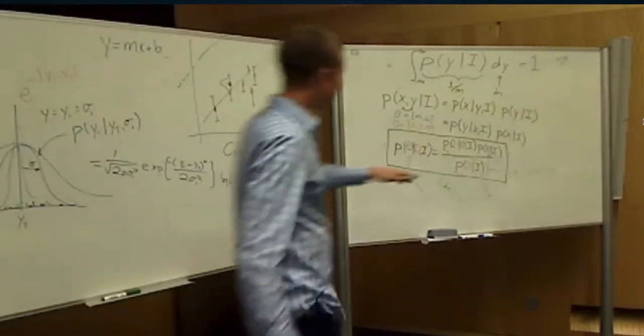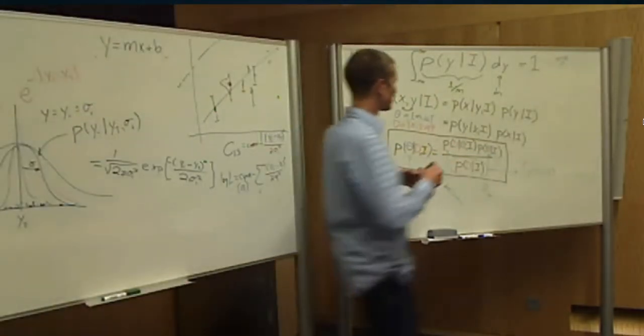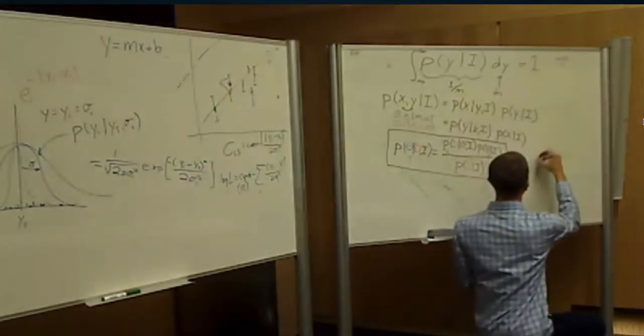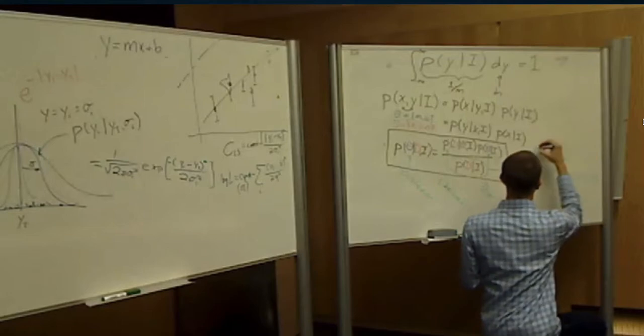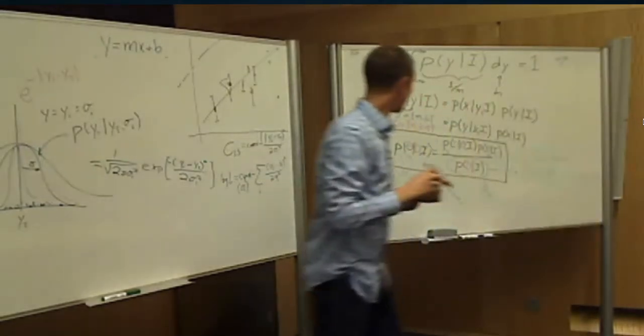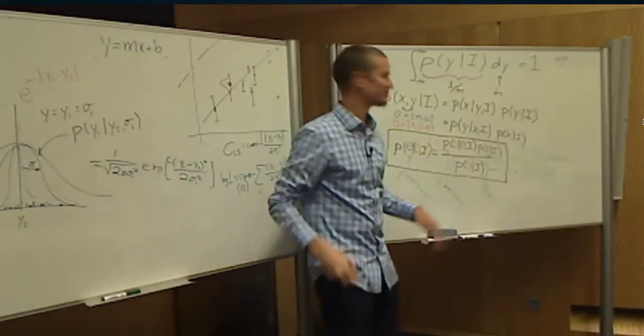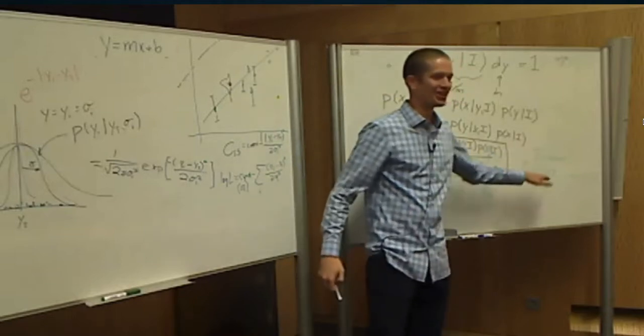of the time, if you're computing this, this is often called the evidence. 95% of the time, if you're computing the evidence, you're doing something wrong. This is really hard to compute.